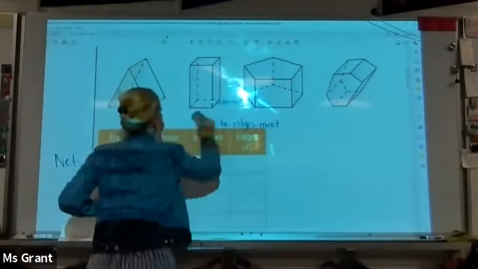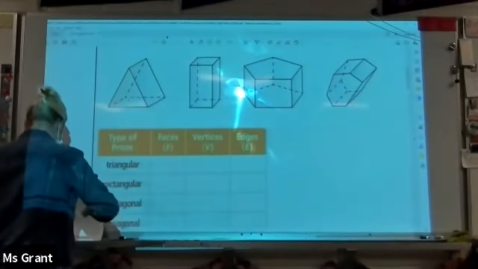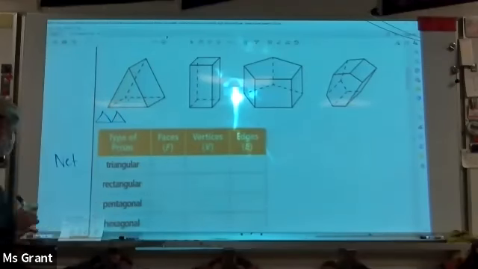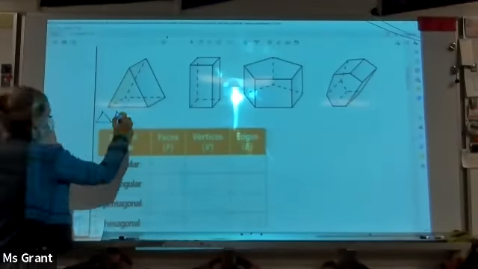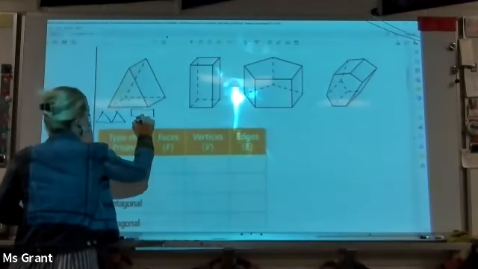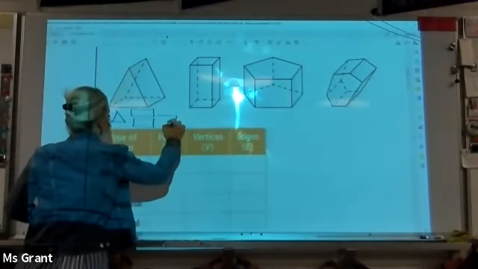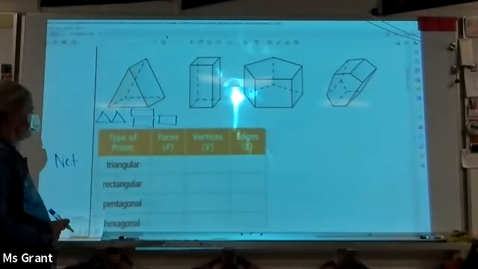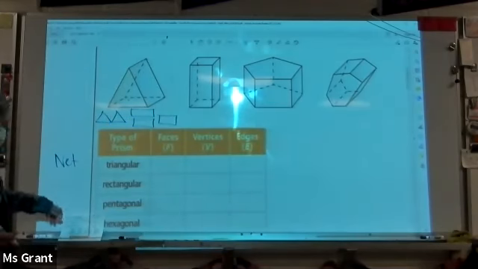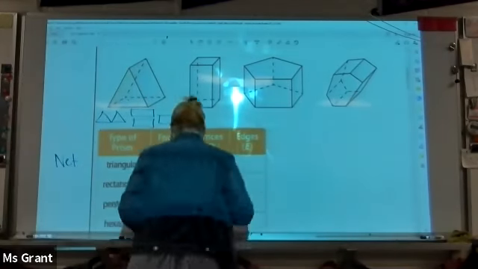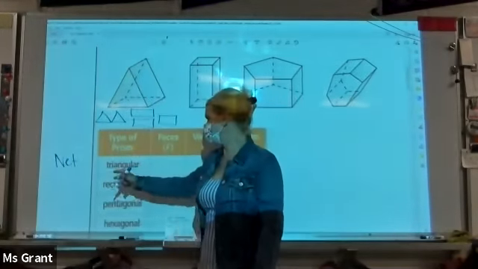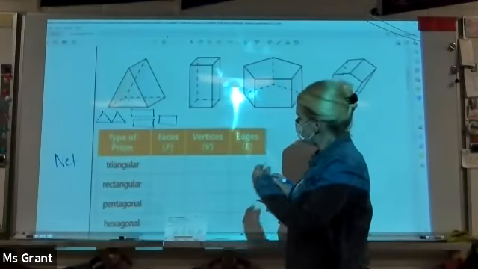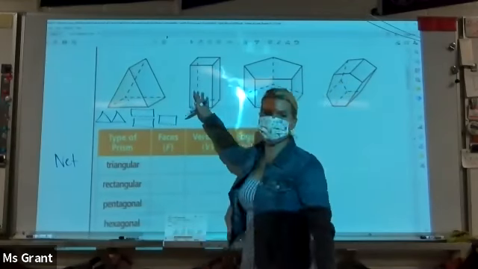So this has two triangles and then it has three rectangles, right? So that's what the shape is made out of. Triangular prism. This is a triangular prism. This is a rectangular prism.